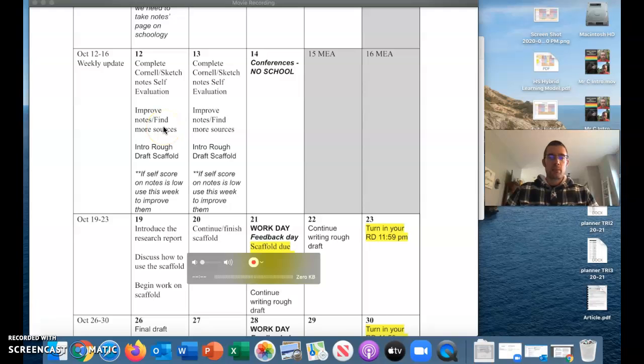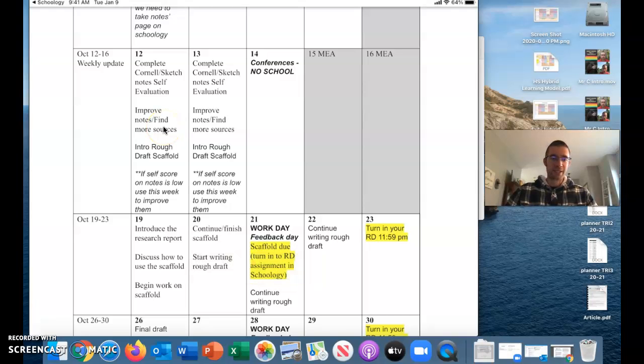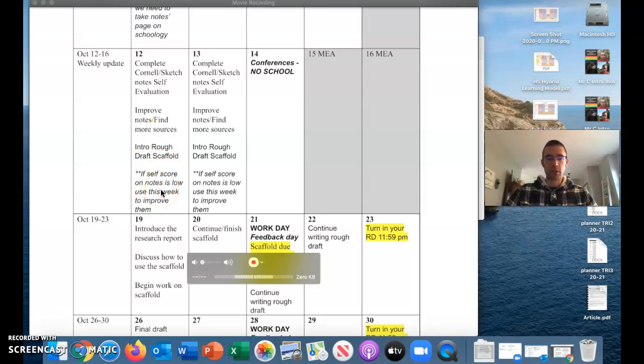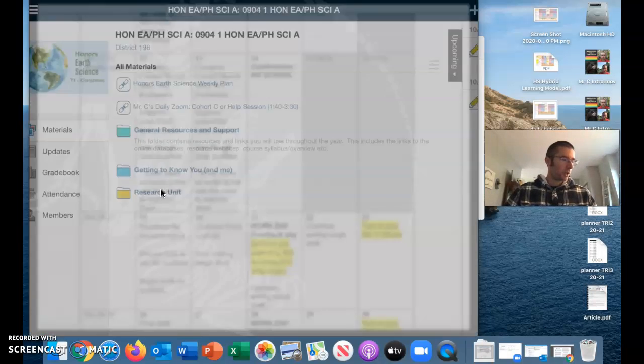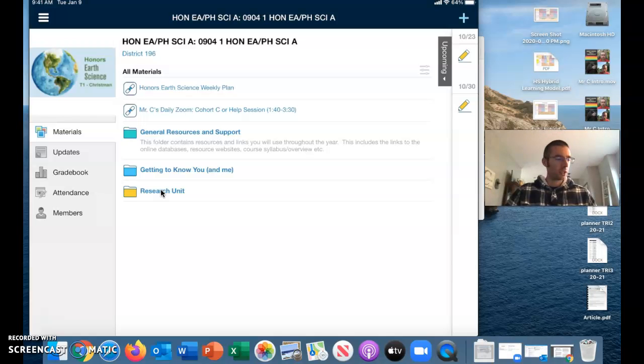I'm going to show you the rough draft scaffold or skeleton that you're going to be filling out when we come back next week. Hopefully that information will help you determine if you're ready to go with your notes or if you need more. And then there's a quick note down here at the bottom. If you score yourself low on the self-evaluation, utilize this week, this time off to improve. Okay. So I'm going to show you where materials are so that you can get these things done.